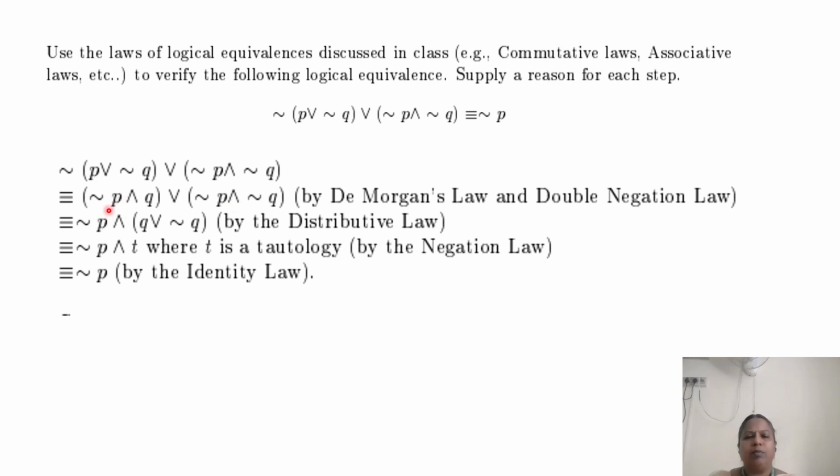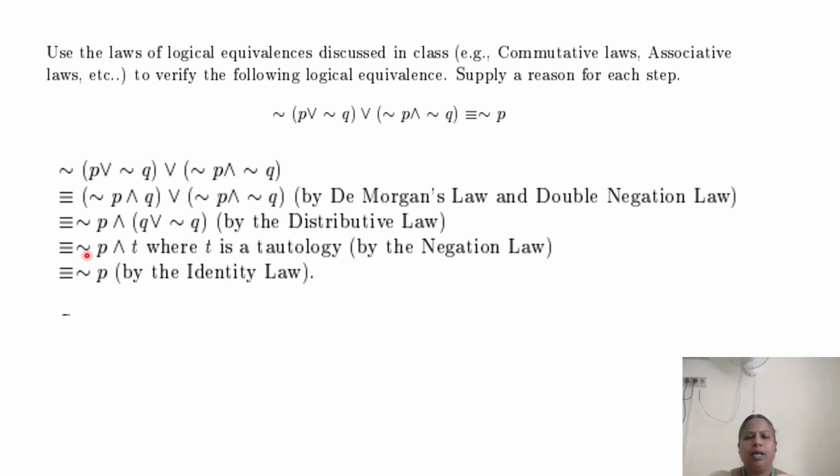We have the same statement negation P and two different statements Q and negation Q, with two different symbols, AND and OR. So applying the distributive law, negation P and Q or negation Q. And we know that Q or negation Q is true.